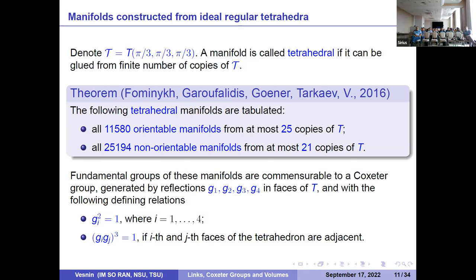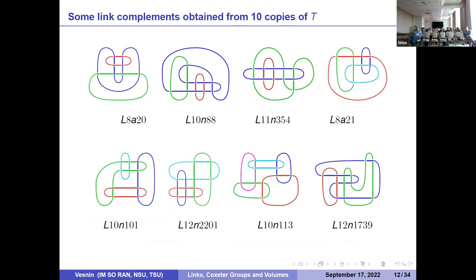And there are many interesting properties of these manifolds. For example, we can draw some links. Some of these manifolds are link complements, and we found many nice examples. This is just one family of examples. There are links such that the complements can be obtained from 10 copies, and you see there are different numbers of components. In the notation, L means a link, the number is the number of crossings in the minimal diagram, A or N means alternating or non-alternating, and after that just a running number. So there are many link complements related to this Coxeter group, which arises from ideal regular polyhedra.